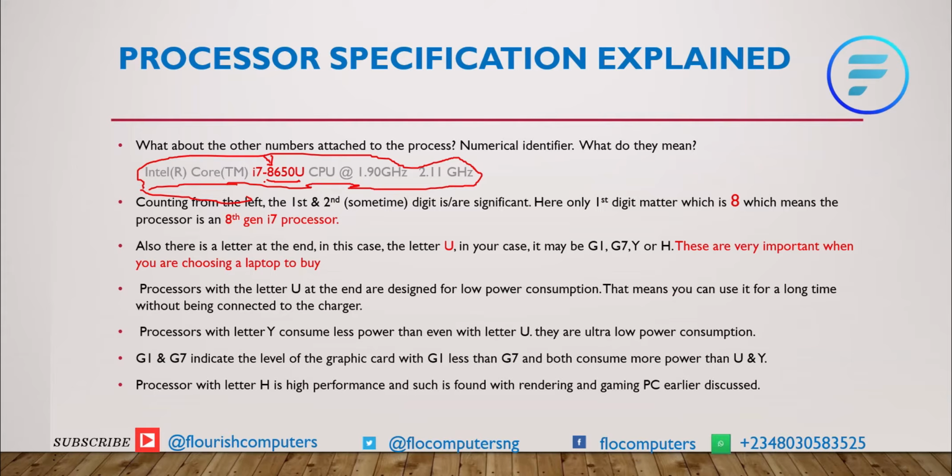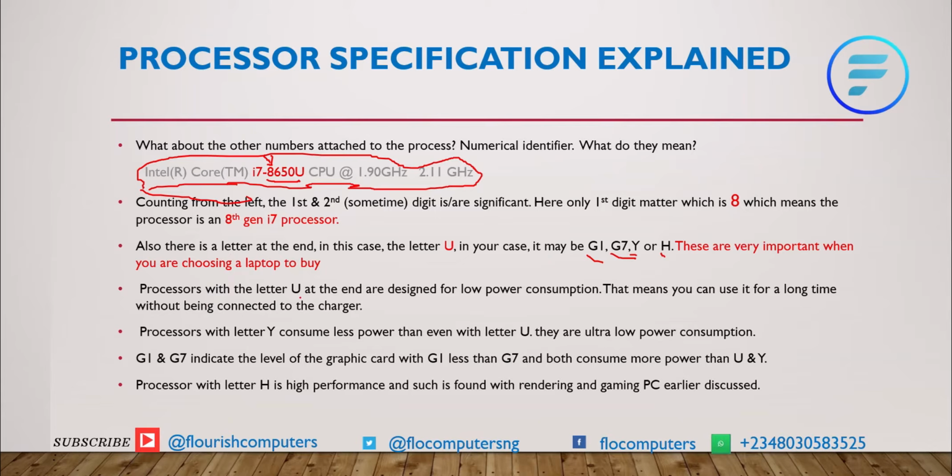Is it a second generation? Is it a third generation? Is it a fifth generation? Is it a sixth generation? Is it a seventh generation, eighth generation, ninth generation, or 10th generation processor? Now, beyond the numerical identifier that I just explained here, we also need to pay attention to the letter at the end of this numerical identifier. In my case here, the letter that you have is the letter U, right? In your case, it may be G1, it may be G7, it may be Y or H, whichever letter it is. I'm going to explain what they actually represent, U, G1, G7, Y, and H.